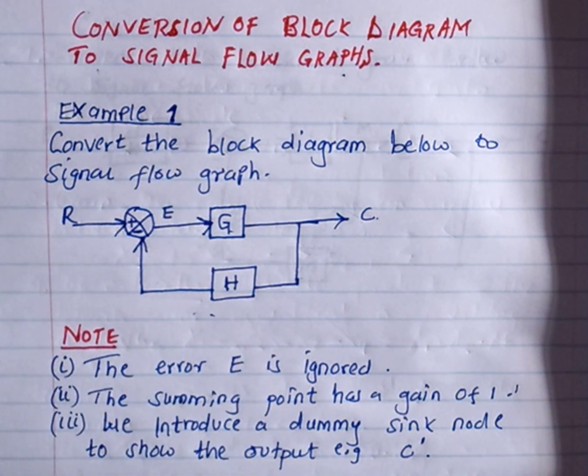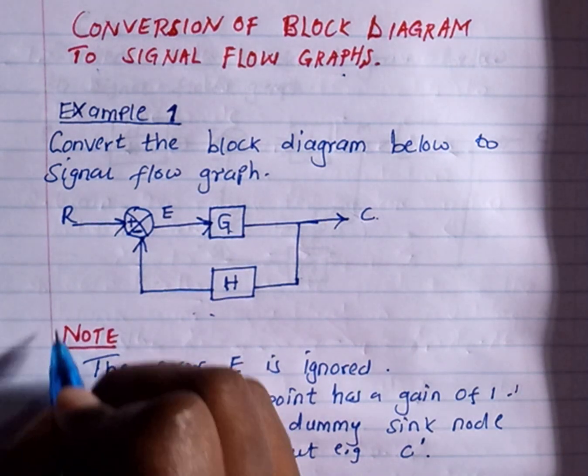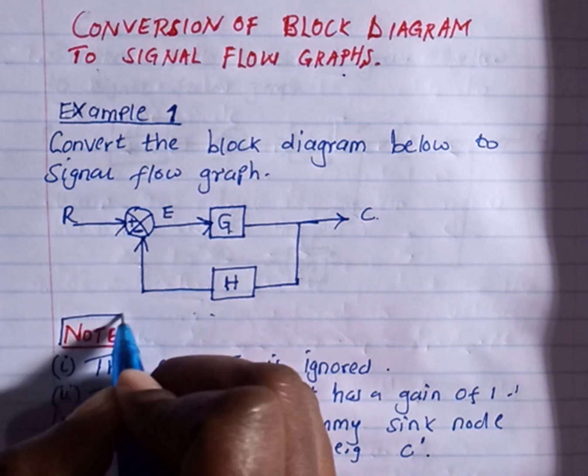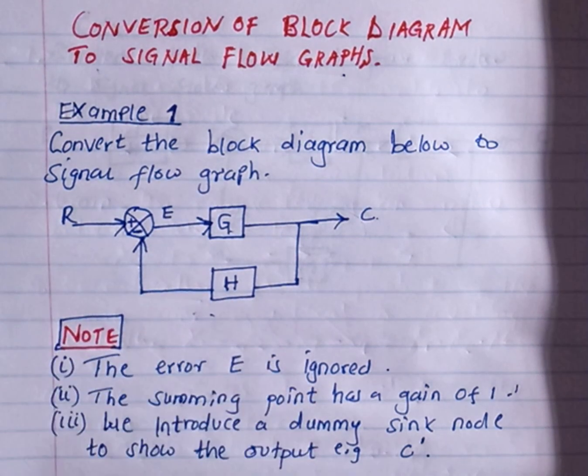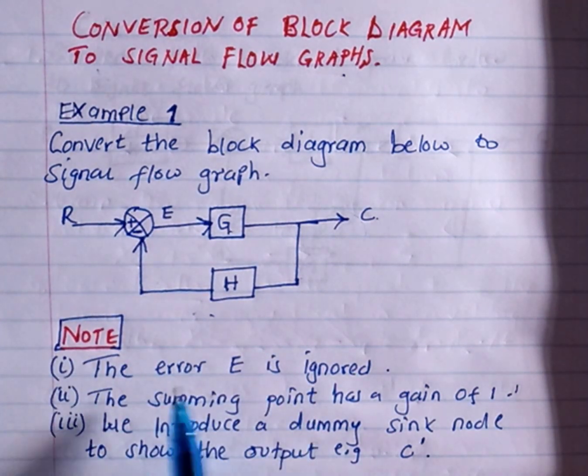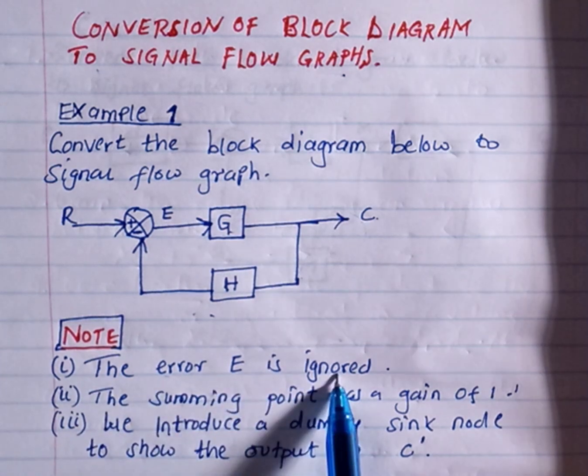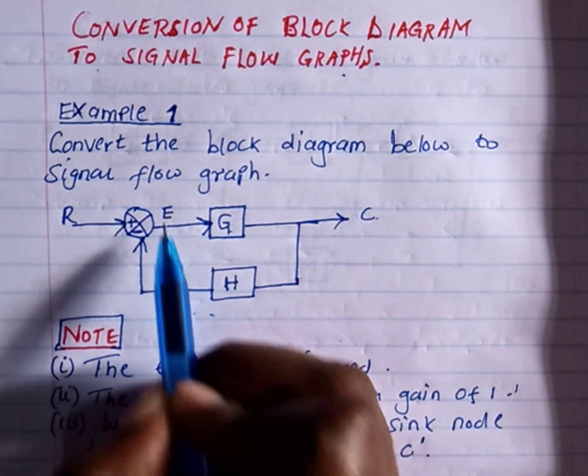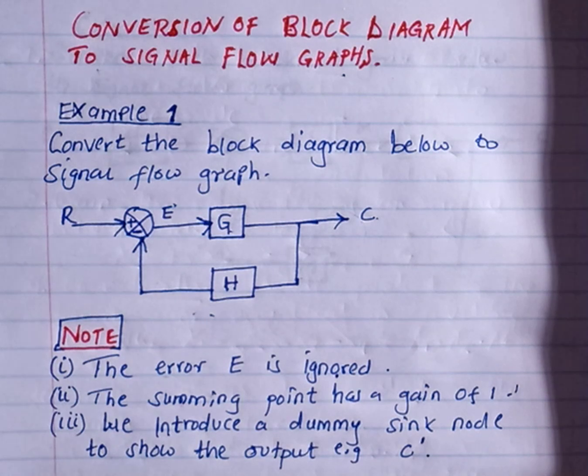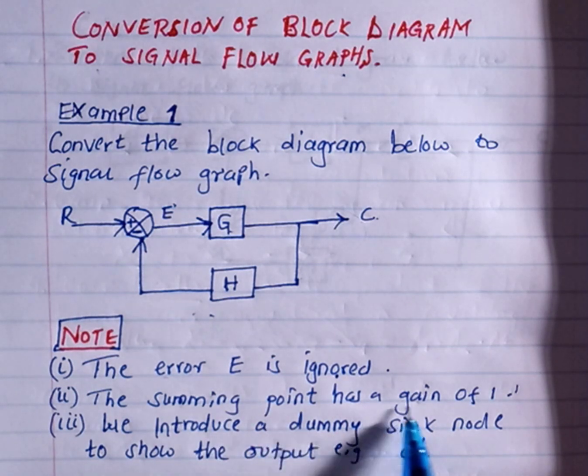For us to convert any block diagram to a signal flow graph, we have to note this. This is something very important to note. The first thing, the error is ignored. So we do not indicate this error anywhere, we just ignore it. That is the first note. Then number two, the summing point has a gain of 1. What does that mean?